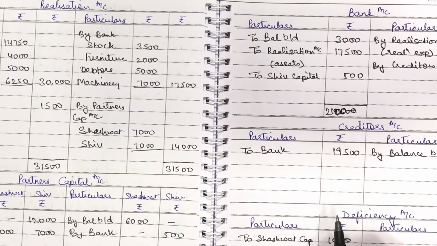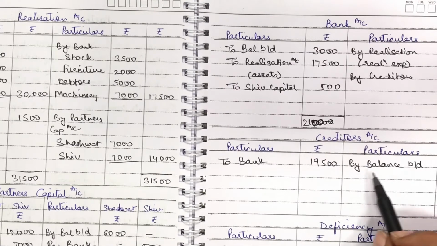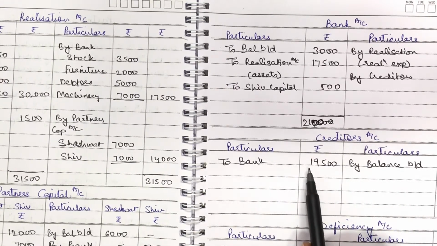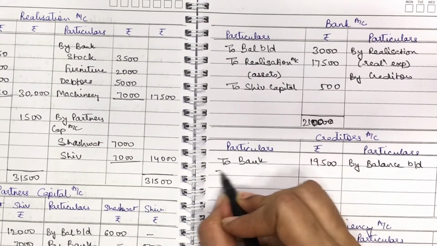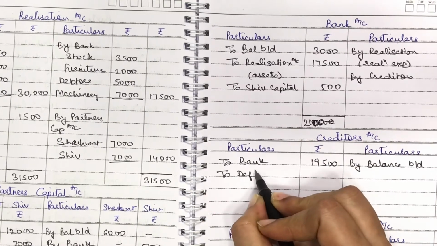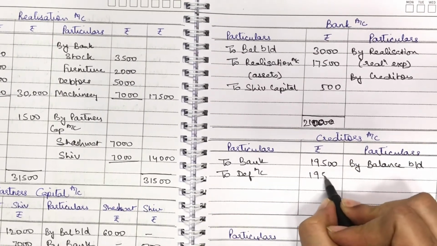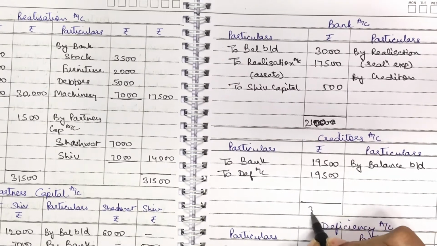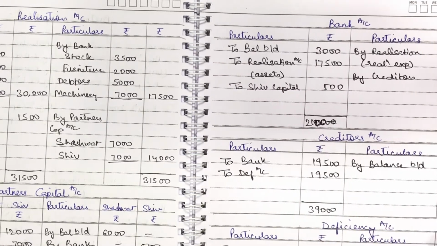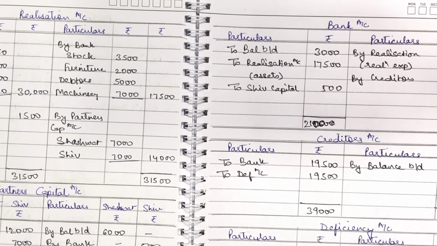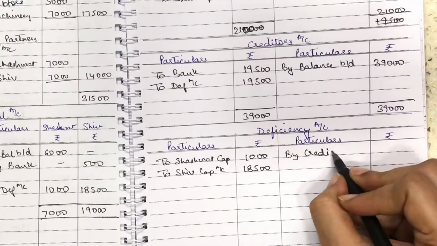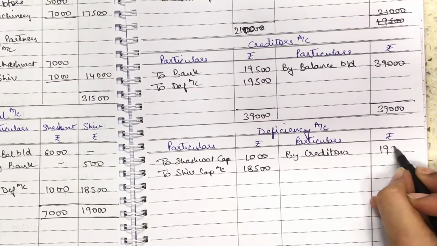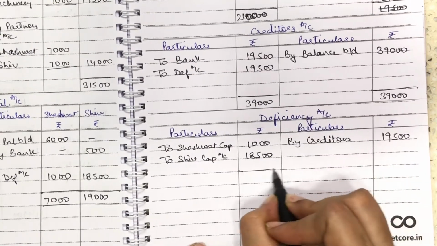19,500. Now, what was the initial amount of creditors? 39,000, and how much you have actually paid? 19,500. So, what is the deficiency? This minus this, that is 19,500. So, the balancing figure will go to deficiency account. Okay. So, write here by creditors 19,500 and your deficiency account should tally.